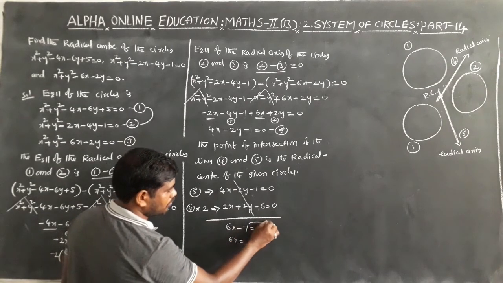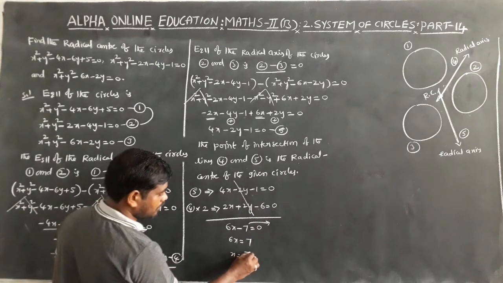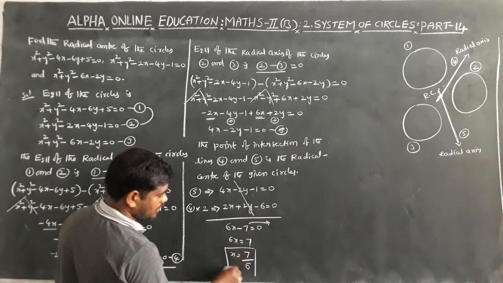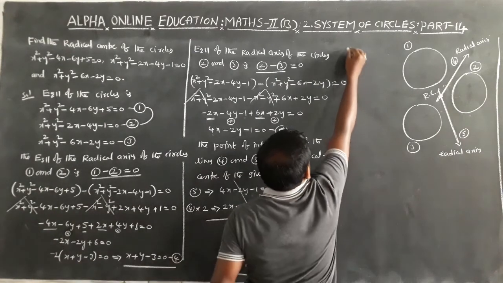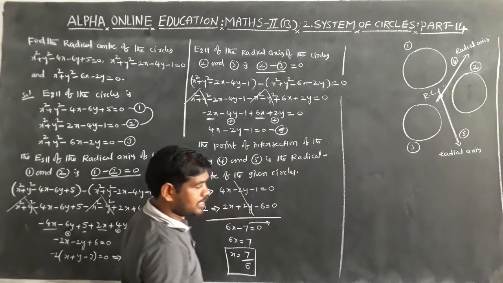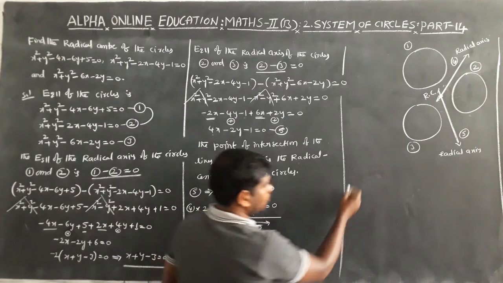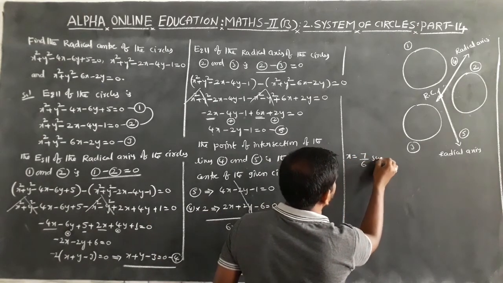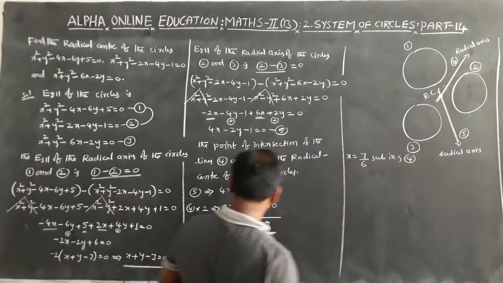6x is equal to, taking 7 to the right side, plus 7. x is equal to 7 by 6. Substitute x in equation number 4.